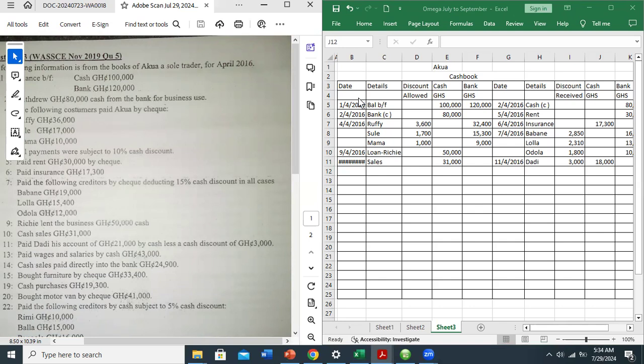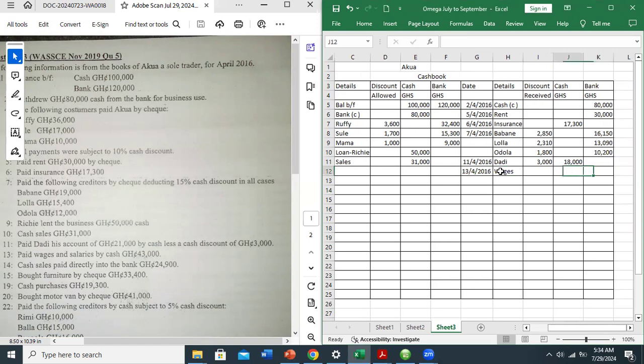On the 13th, paid wages. So on the credit side, 13th April 2016, we paid wages and salaries by cash, 43,000.